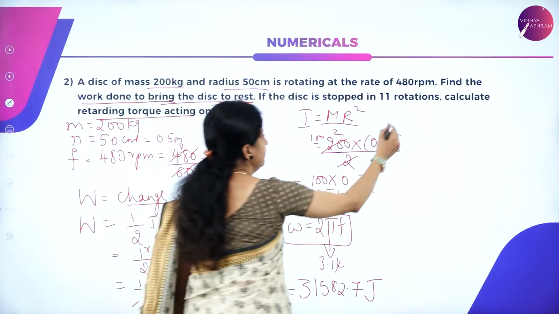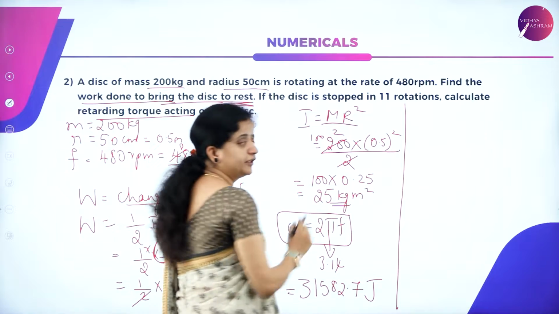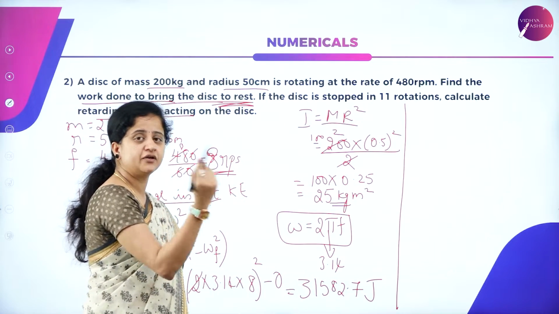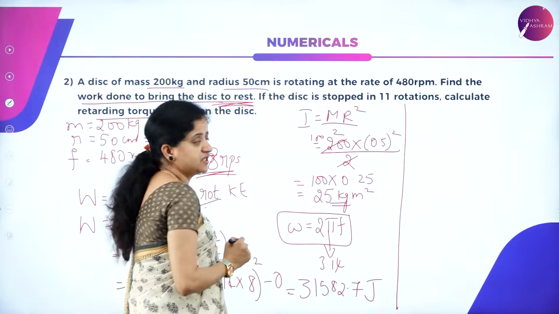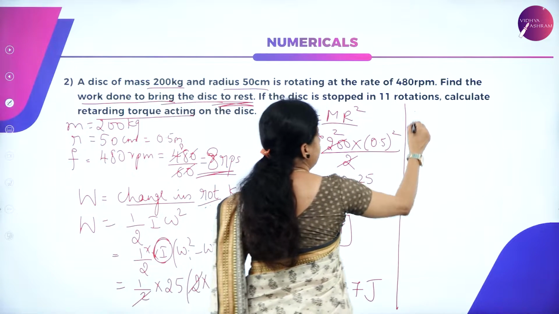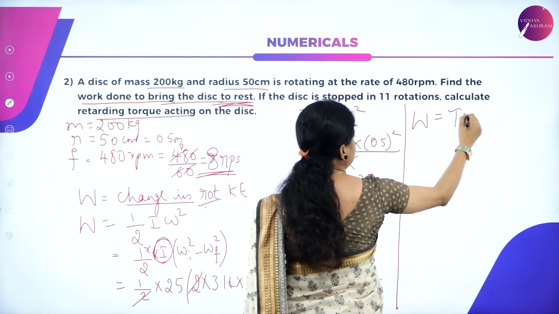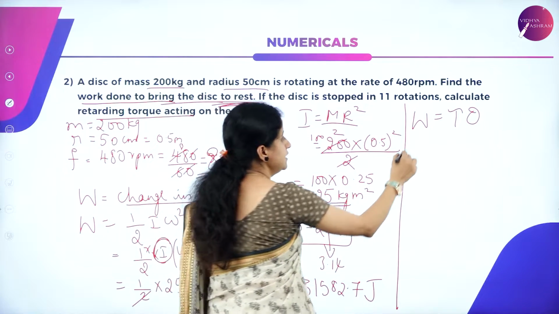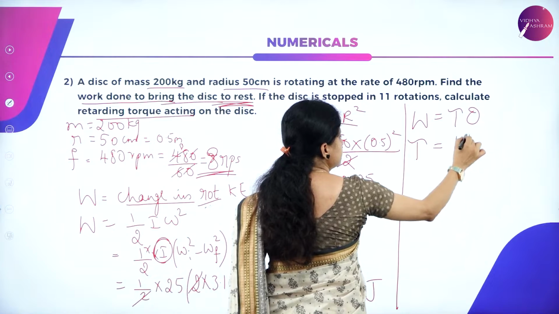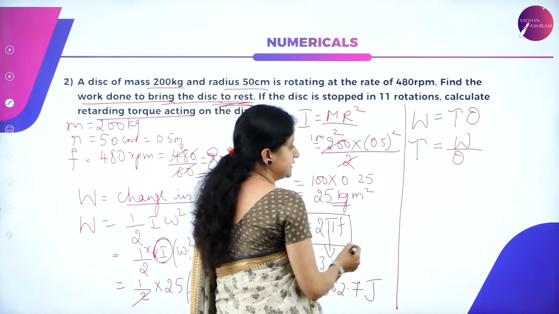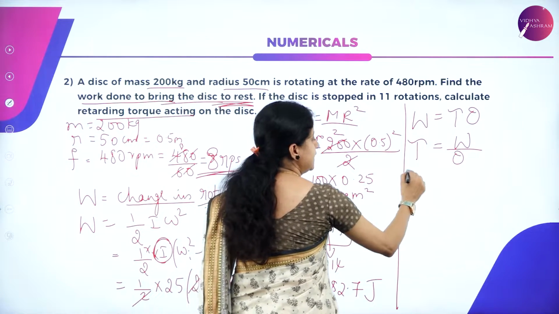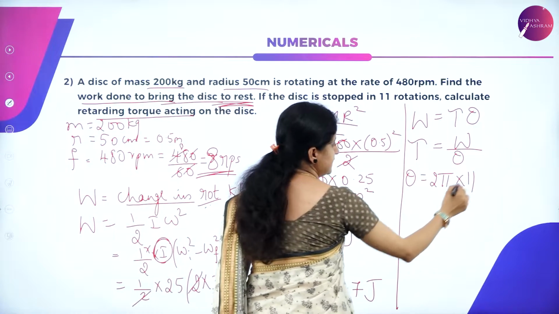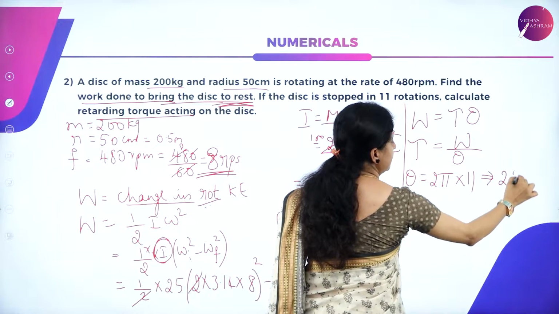We have even been asked to find the retarding torque that acts on the disc when the rotating disc is stopped in 11 rotations. So how to find that? We have a formula: work done is equal to force into displacement, that is W is equal to tau into theta. So we have to find the value of tau, that is W divided by theta. But what is theta? Theta is nothing but 2 pi into the number of rotations, that is 11. So from this we will get 22 pi.